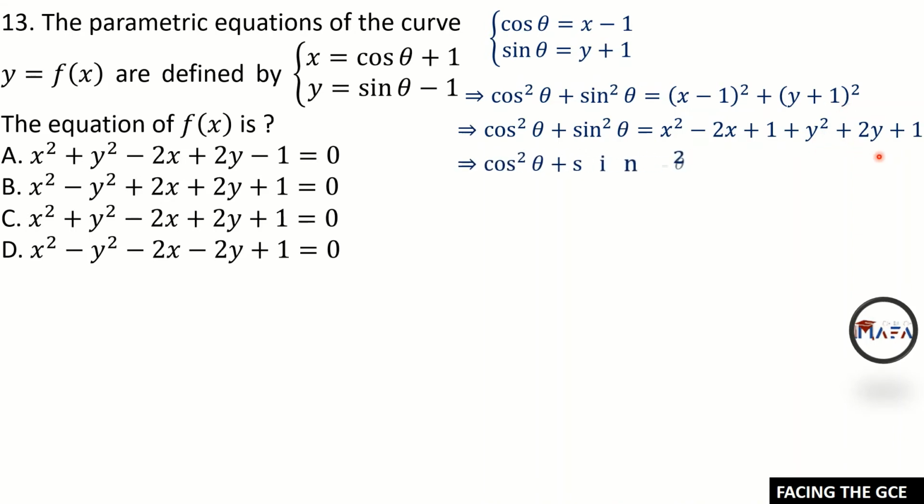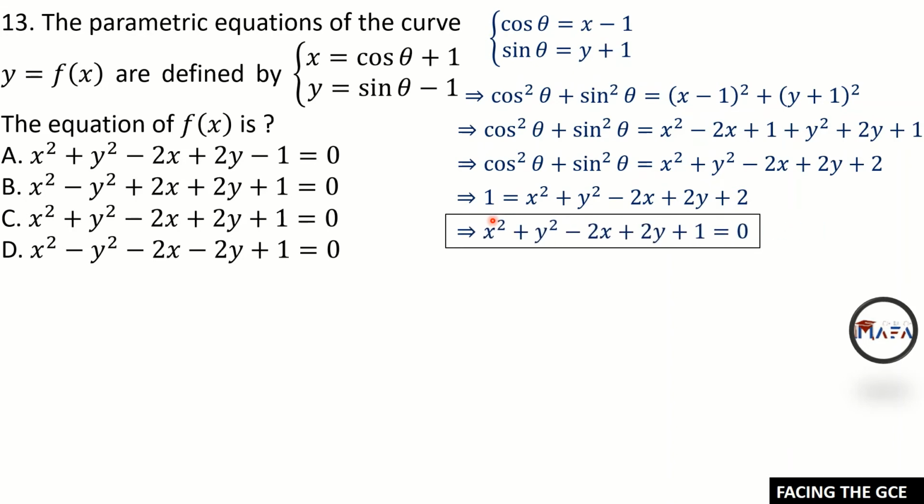Now we're trying to rearrange because we want it to look like the form which is in the answers. Alright, so we have x squared plus y squared minus 2x plus 2y, 1 plus 1 is 2. Now what do we know about the identity cos squared theta plus sin squared theta? It is always 1, so the left hand side is 1. So 1 will be equal to x squared plus y squared minus 2x plus 2y plus 2. We can subtract 1 on both sides, so we get 2 minus 1, which will give us 1. So at the end, we see that we basically have a circle here. This is the equation x squared plus y squared minus 2x plus 2y plus 1 equal to 0. So option C is correct.